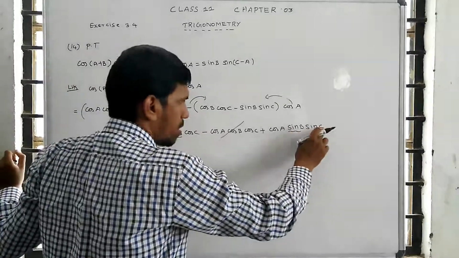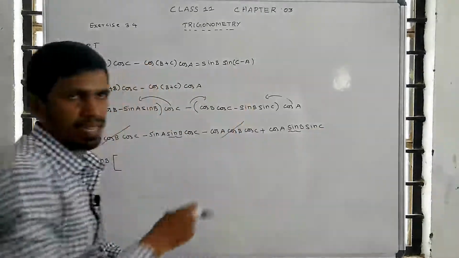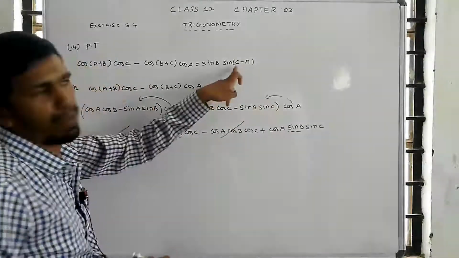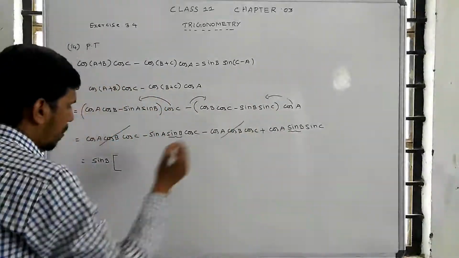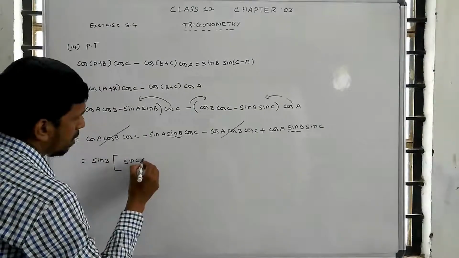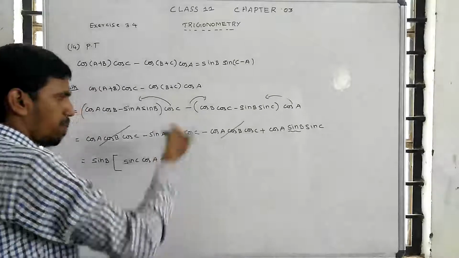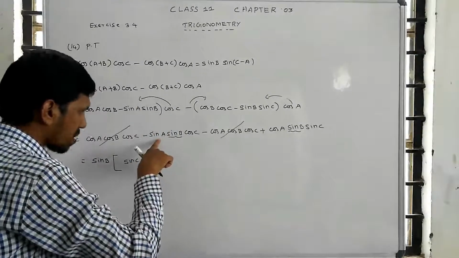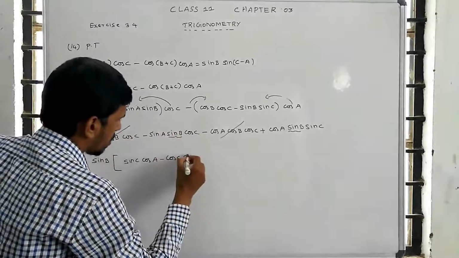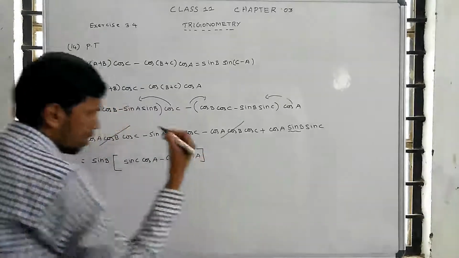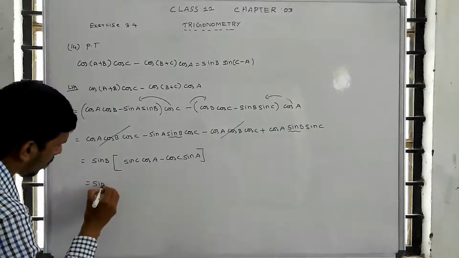In the second term, sin C into cos A, the minus is outside, so minus sin A into cos C, putting it in sin B. So the remaining answer is sin C cos A minus cos C sin A. Every time the remaining answer is sin B.